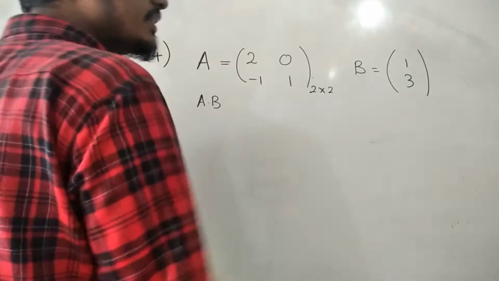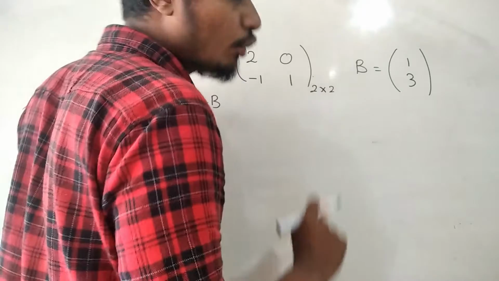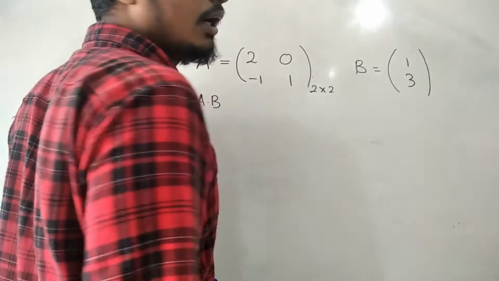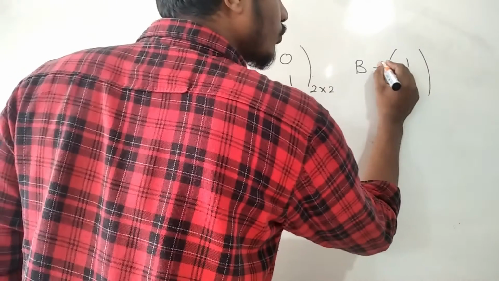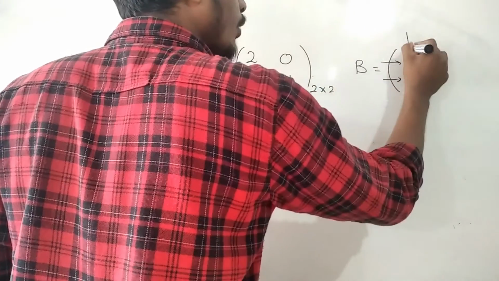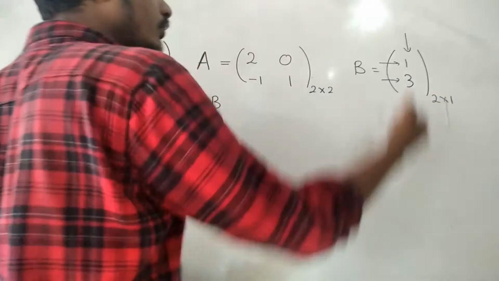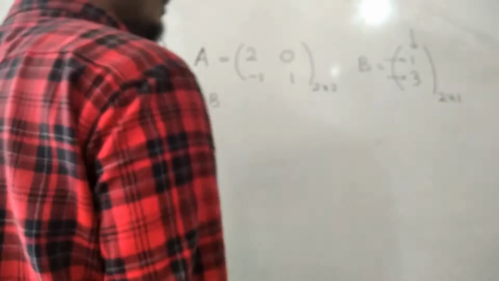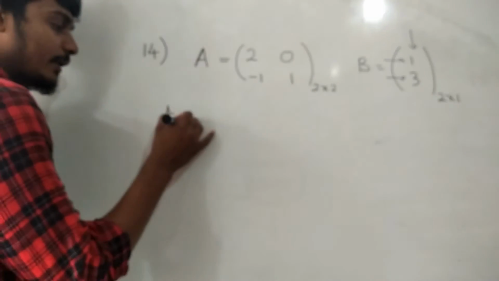So you also need to consider the rows and columns for B, and you can mark the order of the matrix. So it has 2 rows, look at this, 1, 2, and you have 1 column. So it's a 2 by 1 matrix. Okay, so you have 2 rows and 1 column. So it's a 2 by 1 matrix. So there's A into B.